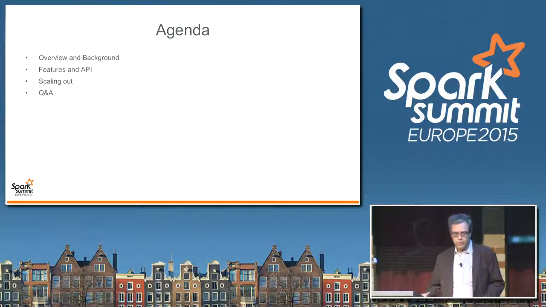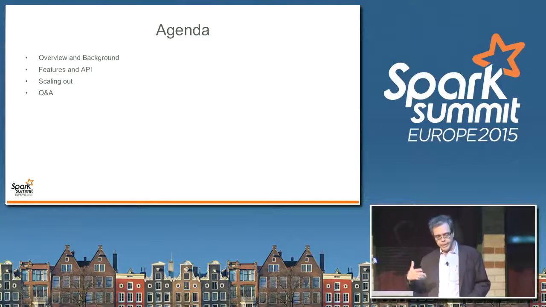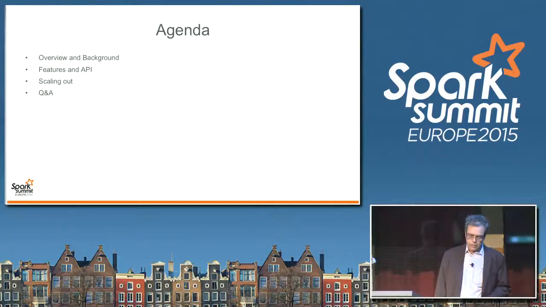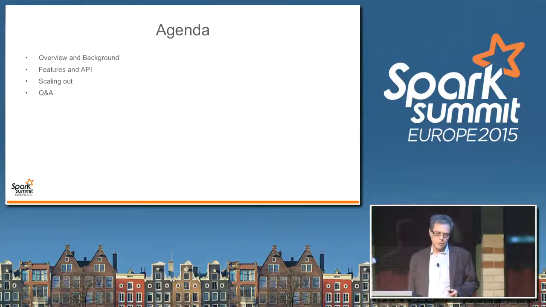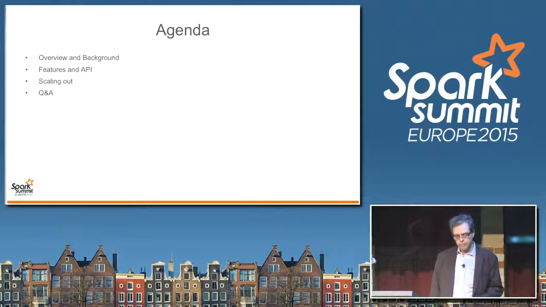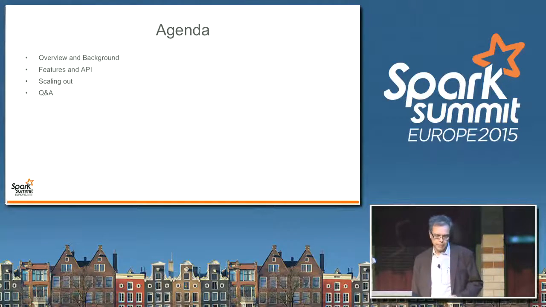A little bit of agenda before we start off. I'm breaking it up into 4 parts: the overview and background, basically saying why we did what we did. Another little bit of talk about the features in the API. Then we talk about the scaling out piece. And finally, we go to the Q&A.